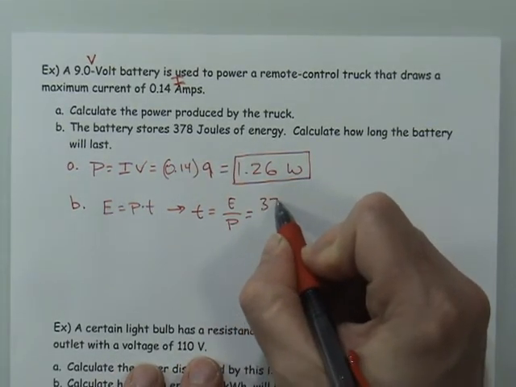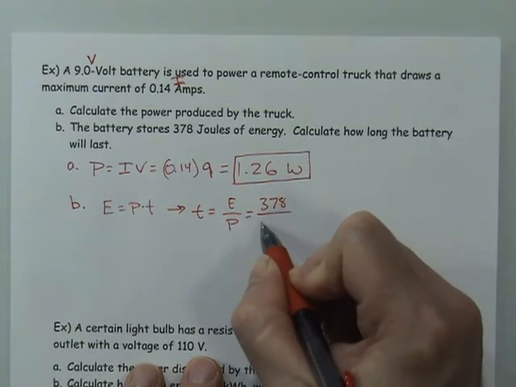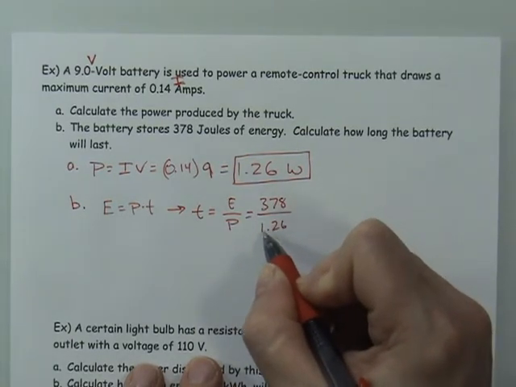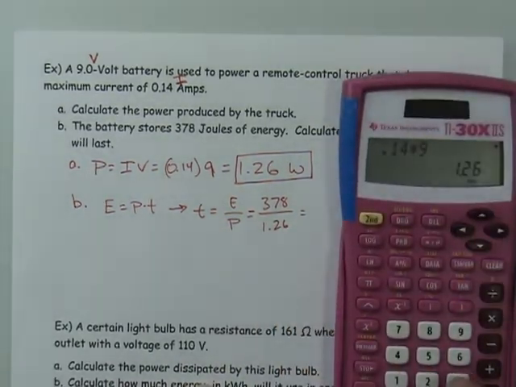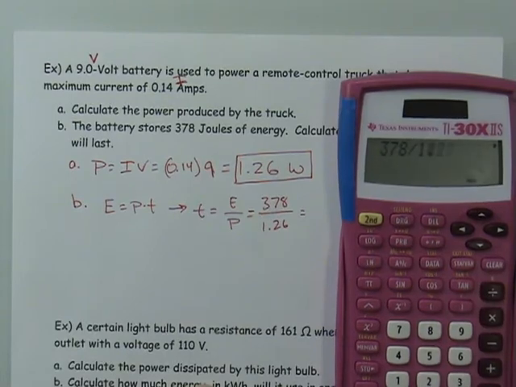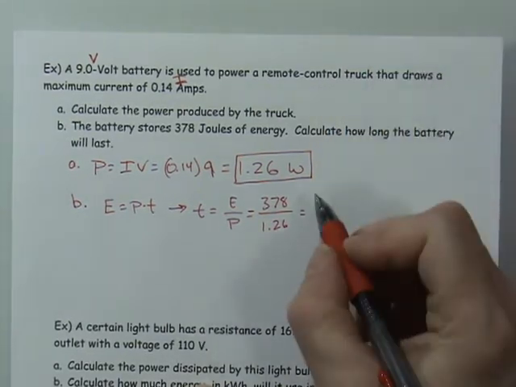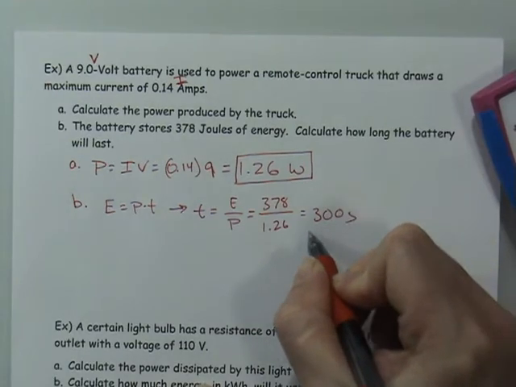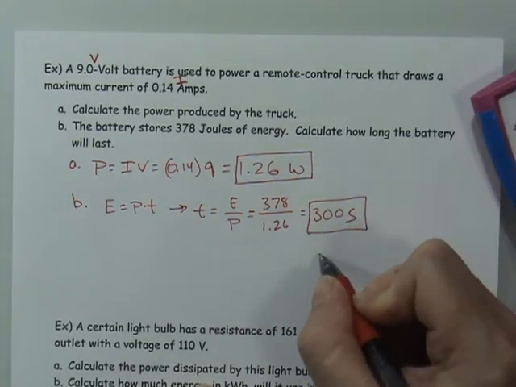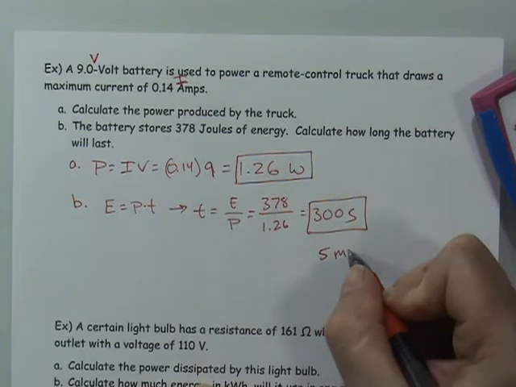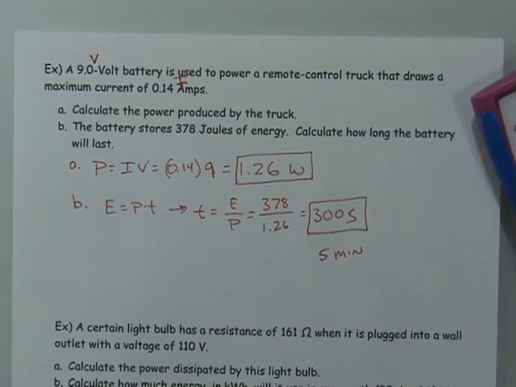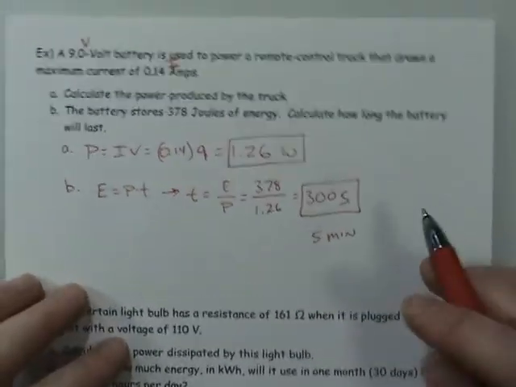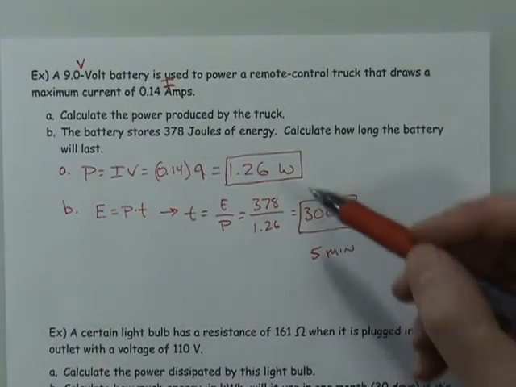So in this case, 378 joules, we are using it at 1.26 joules per second. And so when we plug that in, 378 divided by 1.26, that is 300 seconds. Just to put that into perspective, 300 seconds is about 5 minutes or so. So we'll be able to use that vehicle for about 5 minutes before it runs out of energy, and then we'll need to recharge that battery. So that's using the standard system of watts and seconds.